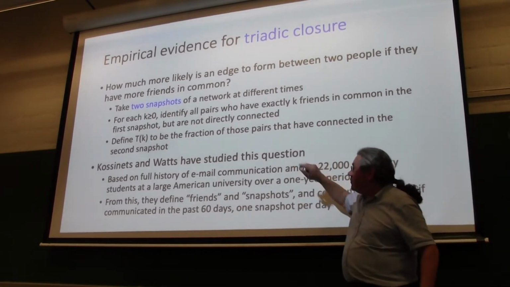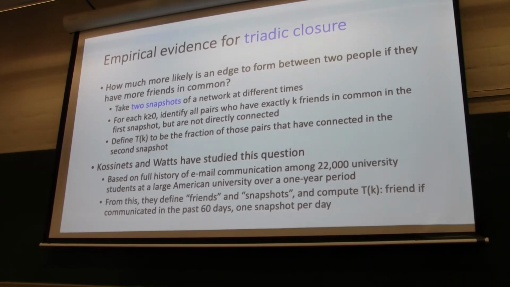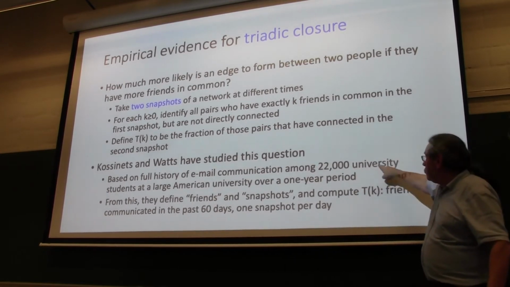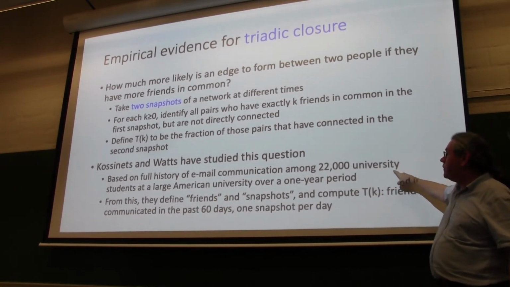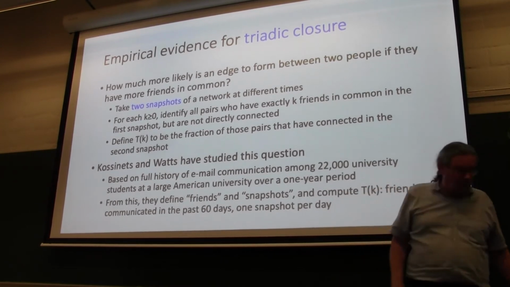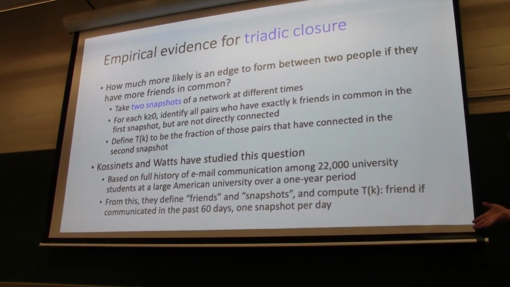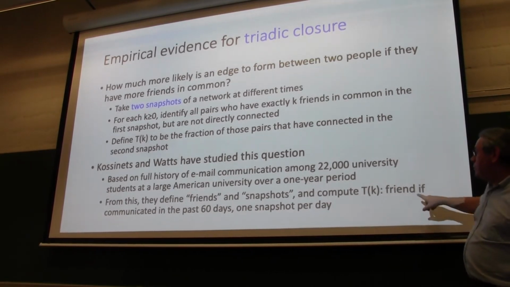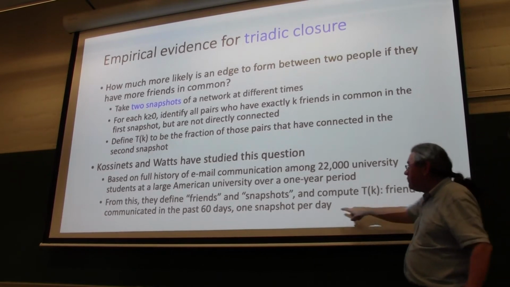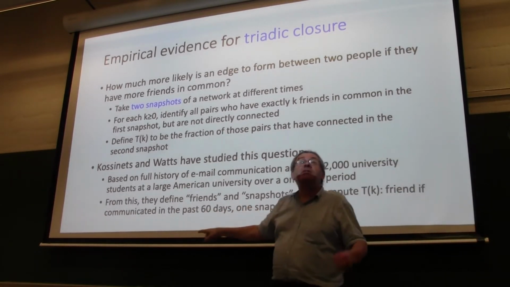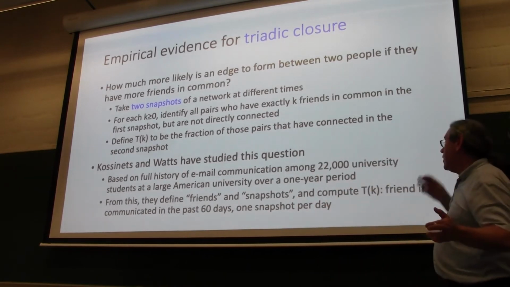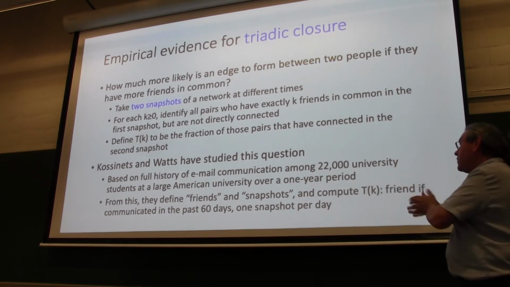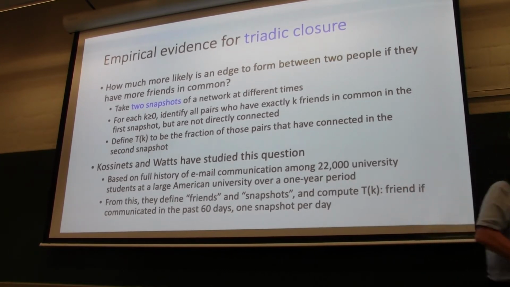There's one study done by two researchers called Kossinets and Watts. They looked at email communication among 22,000 university students at a large American university over a one-year period. So that could have been here, huh? They define friends and snapshots. They say a person is a friend if they communicated within the 60 days before, and they do one snapshot every day. So they're looking day by day, and then seeing whether people are becoming friends.